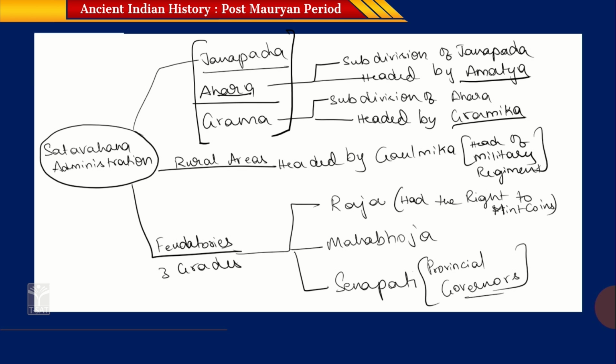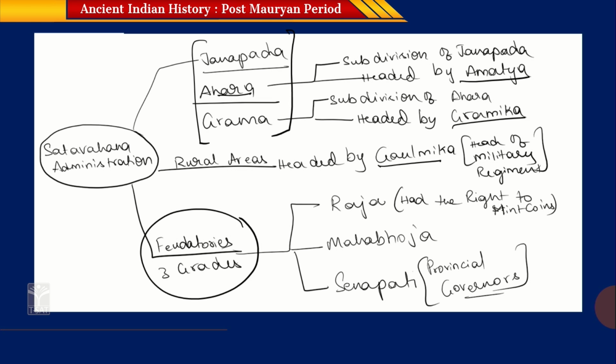Shatavahana period also had a lot of rural areas which were headed by Gaulmika. These Gaulmikas were also military regiment heads. There was feudalism, which was fully promoted and encouraged by Shatavahanas during their rule. And there were 3 grades of feudatories which were popular in Shatavahana period: Rajas, Mahabhojas and Senapati. Among these, Rajas were the feudal lords of the highest order, the landlords of the highest order. They had the power to even mint coins for themselves.